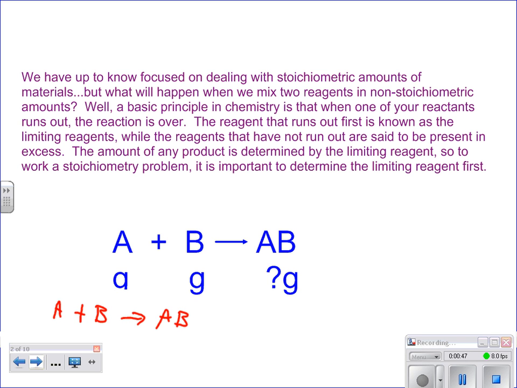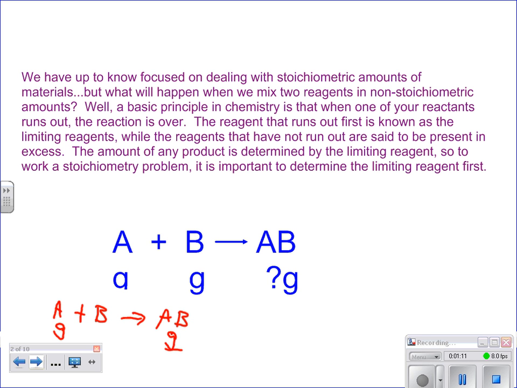Up until this point, we said, okay, if you start with a certain amount of one thing, you've got this mass of A, and we know that we've got a mass of AB that's produced. If you see something like that, chances are that's going to be a percent yield problem, and it might ask you to solve for percent yield, or it might ask you to calculate an actual maybe. So that's what you would see there.